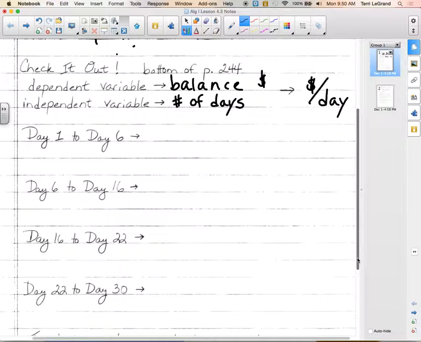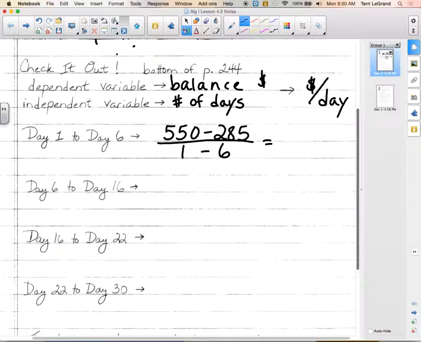550 minus 285. Thank you. 550, take away 285. That's the change in the dependent variable for this first interval from day 1 to day 6. Now we have to keep that order though. If we started with day 1's balance upstairs, we have to use day 1 downstairs when we do the subtraction problem with the days. So 550 take away 285 over 1 take away 6: the change in the bank balance over the change in the number of days.